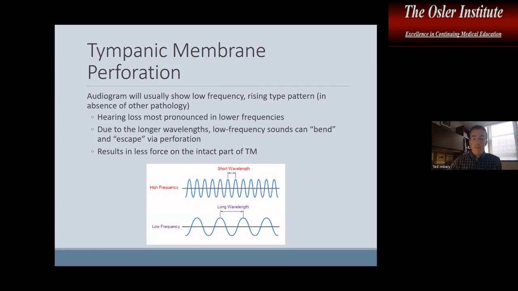So again, as I said, the audiogram will usually show a low frequency rising type pattern, as long as there's not other pathology. Obviously, if you're dealing with cholesteatoma, other things, the hearing pattern will be different. But in an isolated tympanic membrane perforation, the hearing loss is going to be most pronounced in the lower frequencies. And why is that? Well, that's because of the longer wavelength of low frequency sounds. They can, in a way, bend and escape back through the perforation. And so then there's less force that is being imparted on the intact remaining part of the tympanic membrane.